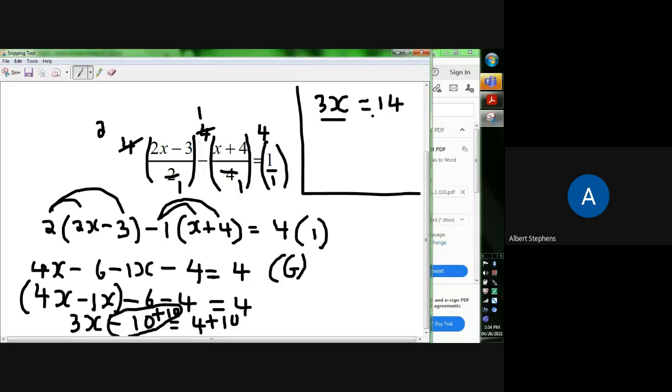And then what do we do next now, class? You have to divide. So you divide by... Divide both sides by 3. By 3. Right.